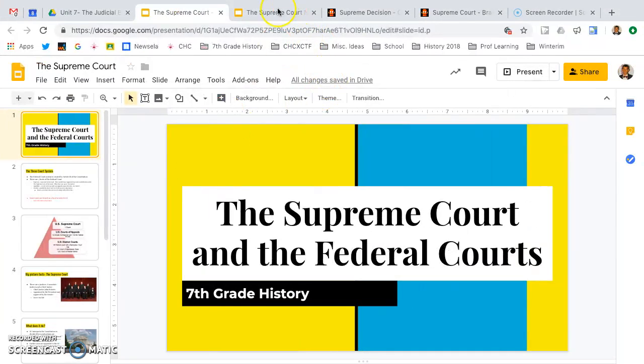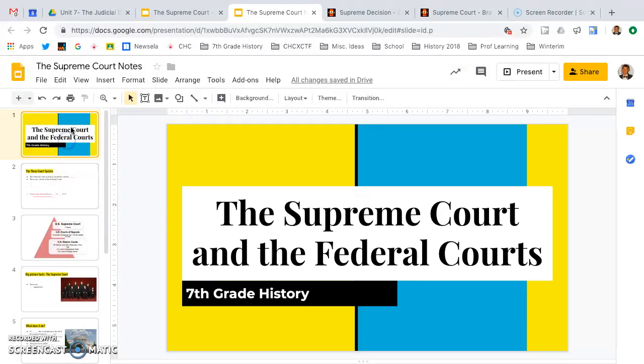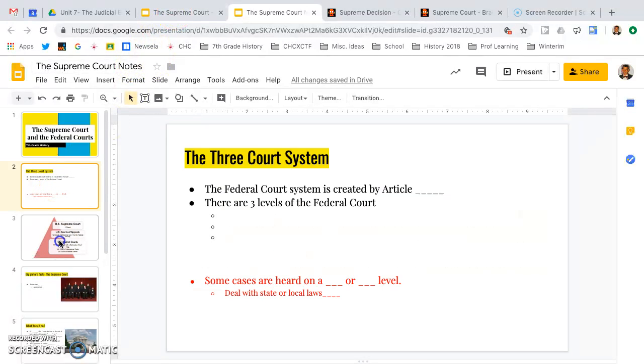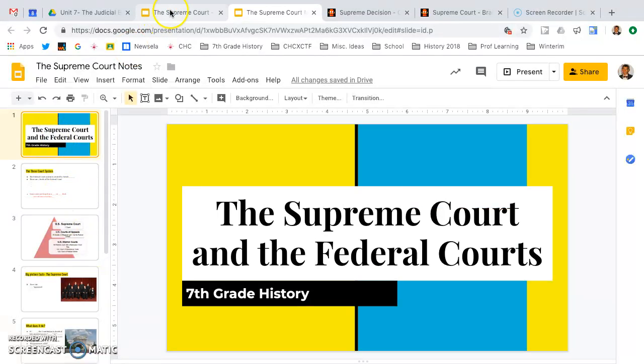What I want you to do is, you have access in Google Slides and in Google Drive to a document called the Supreme Court Notes. As we go through this, my expectation is that you can stop the video and take notes on it. The notes have different spots where there are blanks, and you should fill in those blanks as we go along.